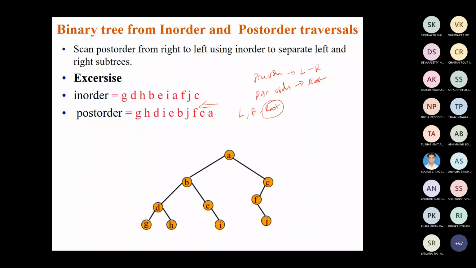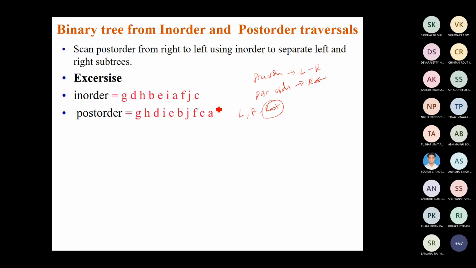Say, for example, if you look at this post-order traversal, A is nothing but the root, so that A is going to become the root. Where exactly is A located? Somewhere in the in-order traversal. So F, J, C belong to the right subtree, and these many nodes belong to the left subtree, that is G, D, H, B, E, I.